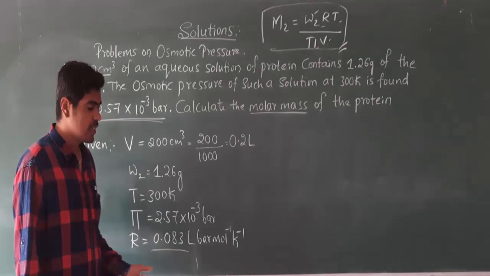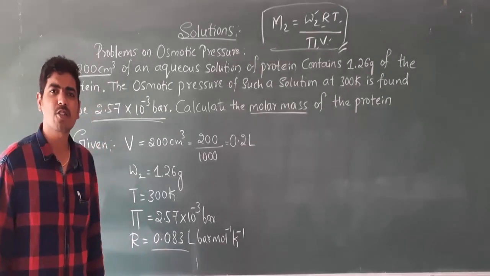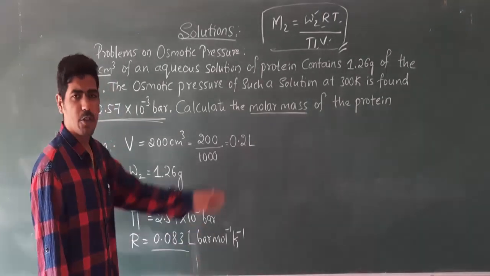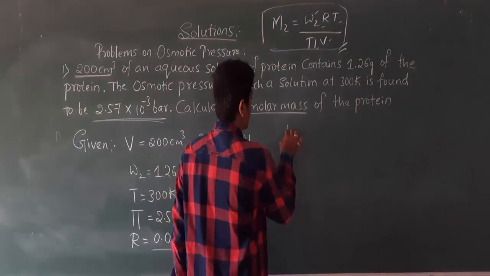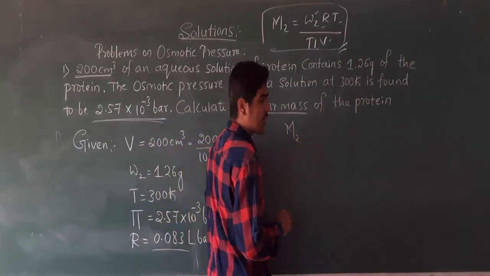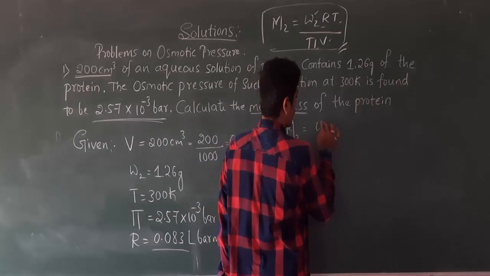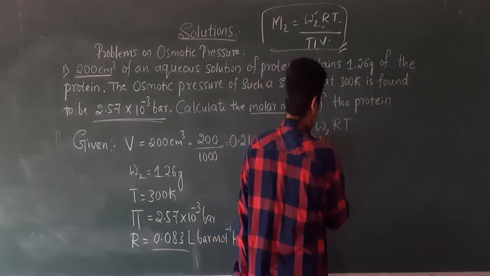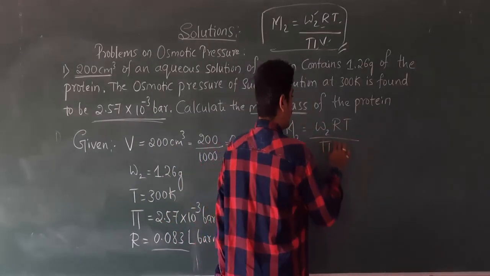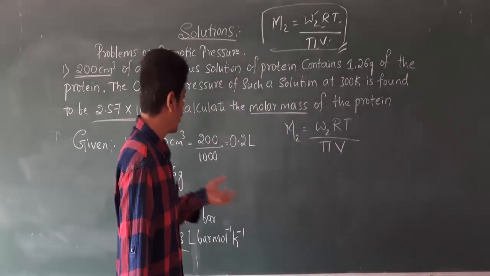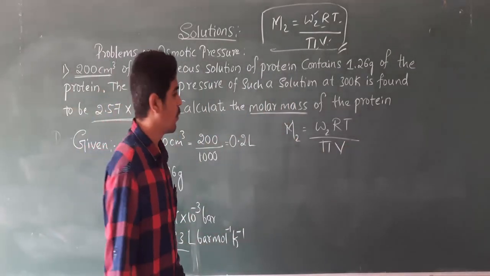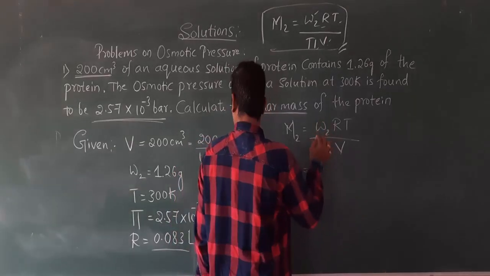Now by using these, you need to find the molar mass of the solute. So simply use this formula: M2, the molar mass of the solute, is equal to W2RT divided by πV. So substitute all these values in this equation. What will you get? W2 is how much?